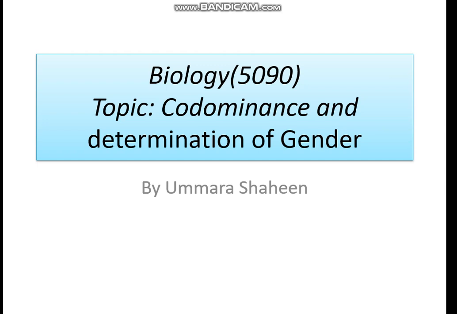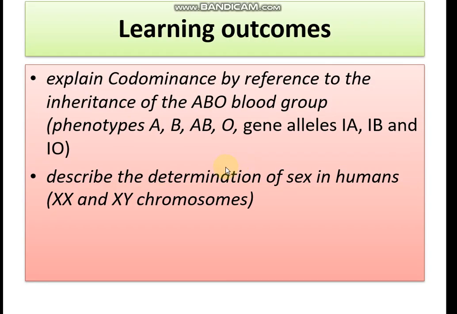Our today's topic is codominance and determination of gender. Let's move to the learning outcome. Our today's learning outcomes are: explain codominance by reference to inheritance of ABO blood group, that is the phenotypes A, B, AB, O and gene alleles, and describe the determination of sex in humans, that is using XX and XY chromosomes.